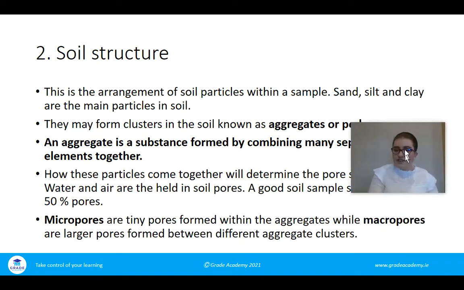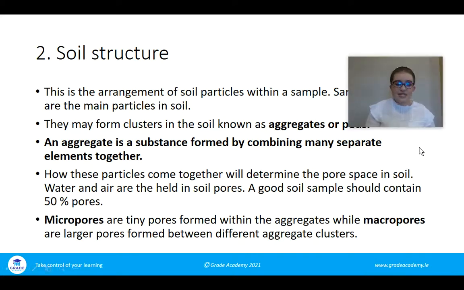So we also have different types of pores. So saying this just there, we have micropores, macropores. So micro anything means small. So micropores are tiny pores, and they are generally found in clay soils because the clay particles are quite small themselves. Macropores are larger pores. So anything macro is always larger, and macropores would be found in maybe sandy soils or loam soils where you have larger particles present.